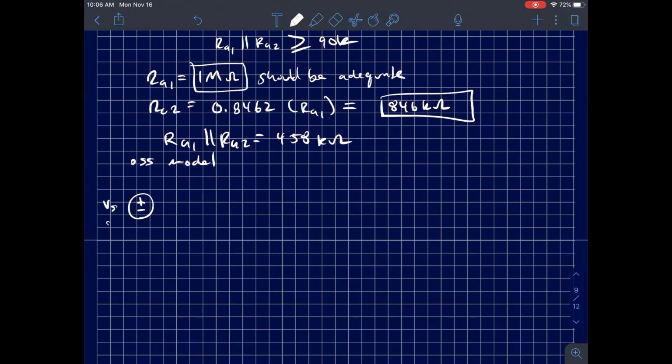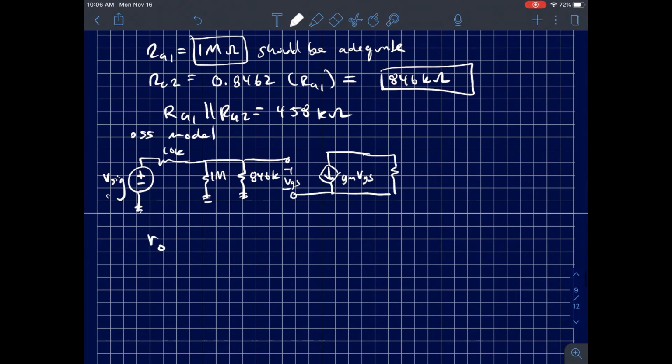So I've got V sig, I've got my 10k R sig, I've got a 1 meg in parallel with a 846k. I measure V gate to source across here. And I've got gm V gate to source as my dependent current source. Little r naught is equal to VA over ID. That's equal to 100 over 1 milli, which is 100k. So I've got 100k as little r naught.